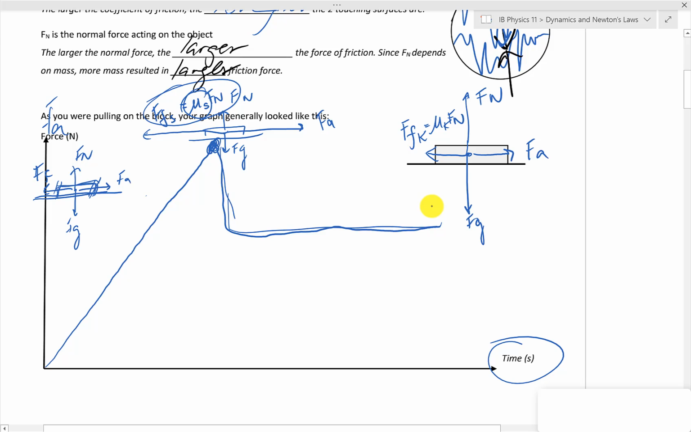And you can think about that. You can try this out at home. You take something and start moving it across the table. Feel it with your own fingers. Which one is easier? Is it easier to get the thing to start moving, or is it easier to get the object continuously moving across the table?